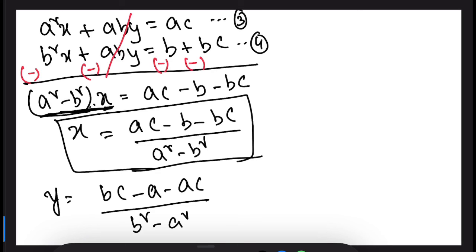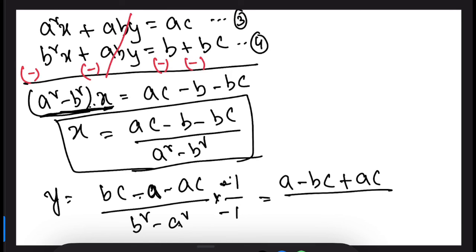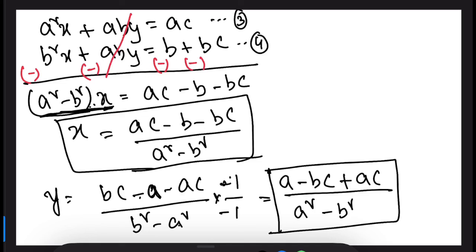But in the NCERT book it is different, because he multiplied with minus 1, both numerator and denominator. So this one will become, arranging as a, b, c: minus into minus is plus a, then minus into plus is minus bc, then minus into minus is plus ac, upon a square minus b square. This is given in the NCERT book. Okay, but if you write this also, this is also right.